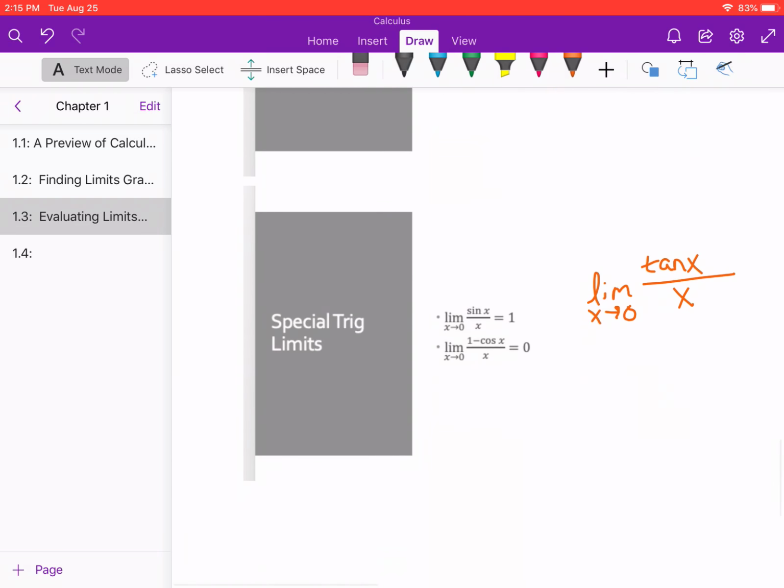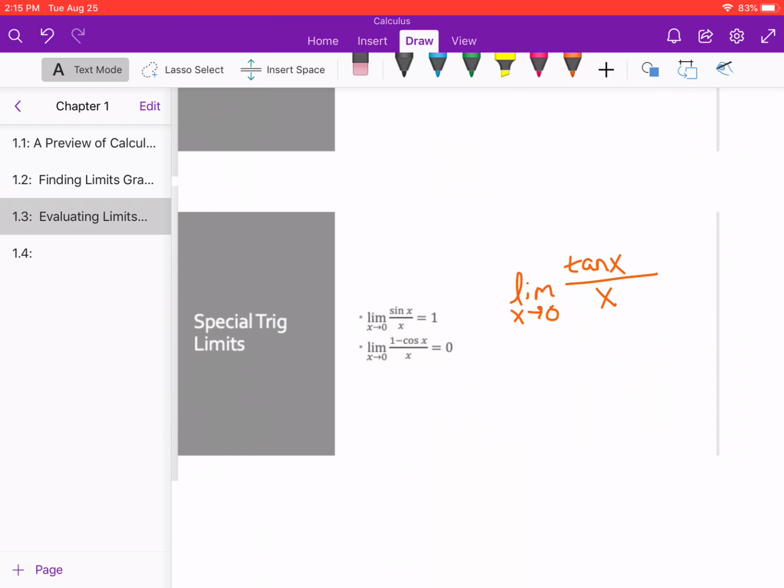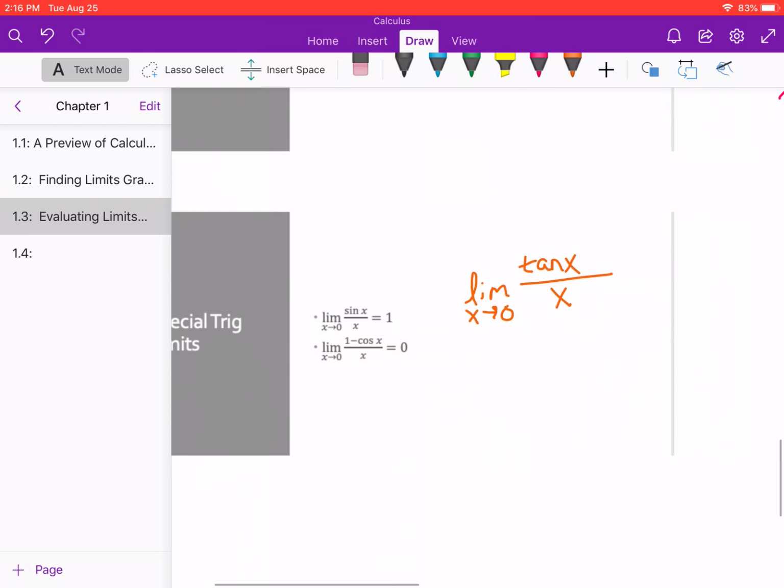Last but not least, we have some special trig limits. So we talked about this one with graphing. The limit as x approaches 0 of sine of x over x. If you look at the graph of that, it has a hole at x equals 0. We found out using a table and the graph that that limit is 1. So that's one special trig limit you might want to remember. Another one is the limit as x approaches 0 of 1 minus cosine of x all over x. That limit is 0. You can verify that using a graph if you want.